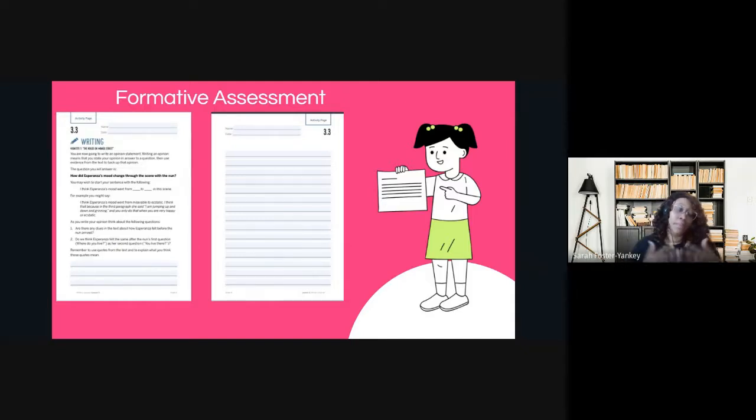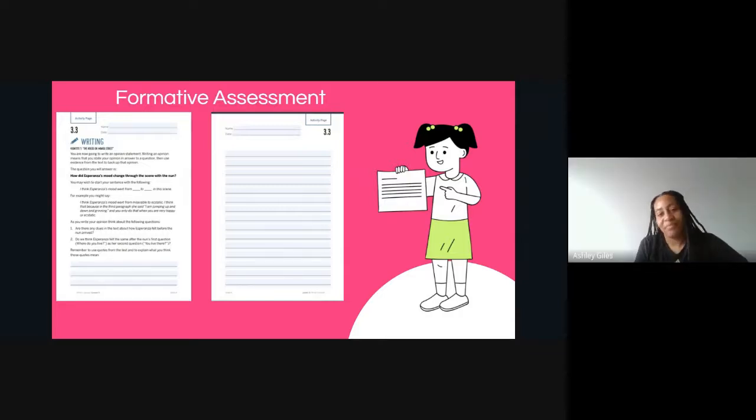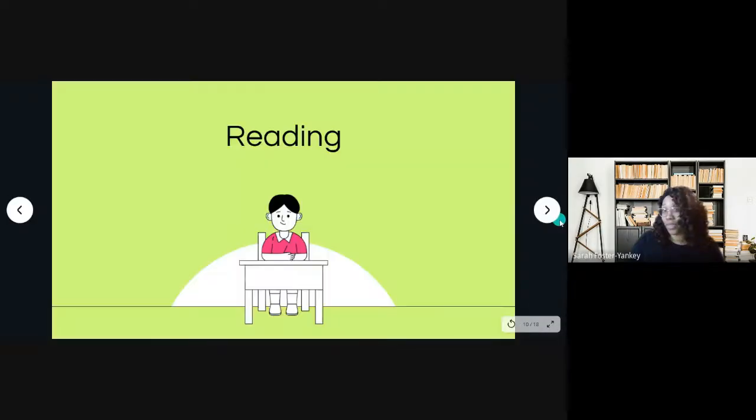Yeah, but sometimes in reading, there are many possible answers from the same piece of evidence. That's awesome for them to know for the future too. Sometimes you get one answer from the evidence, but sometimes there are a lot of answers based on the text evidence. And that takes us to the reading.